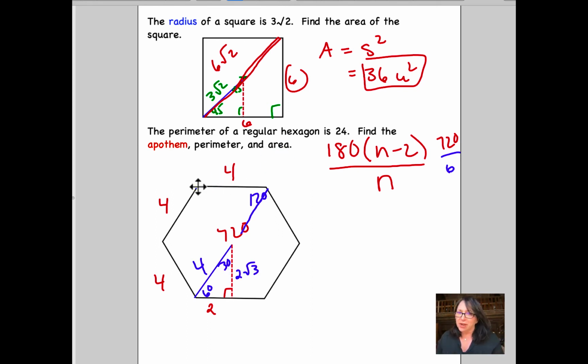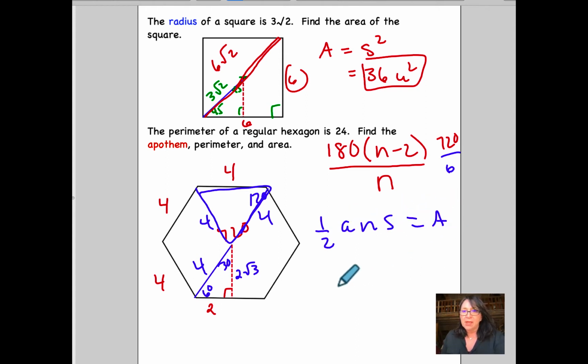And hexagons are kind of cool in that it makes this really cool little equilateral triangle inside that you may or may not have noticed. But to find the area of a regular hexagon, we're going to use our 1/2 A and S formula that gives us the area. So 1/2 my apothem, which is 2 root 3, times the number of sides, which is 6, times the length of one side, which is 4. And this is going to give me the area of my hexagon.